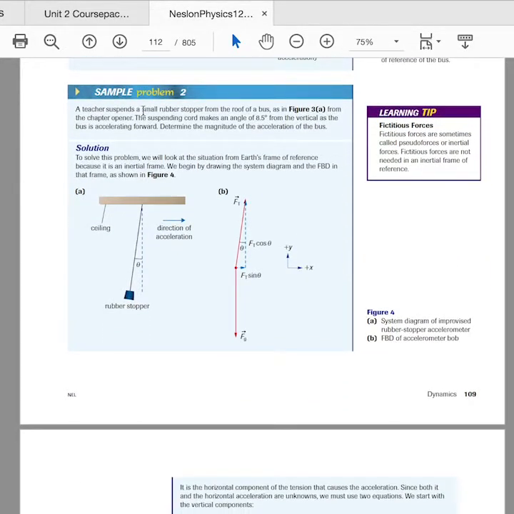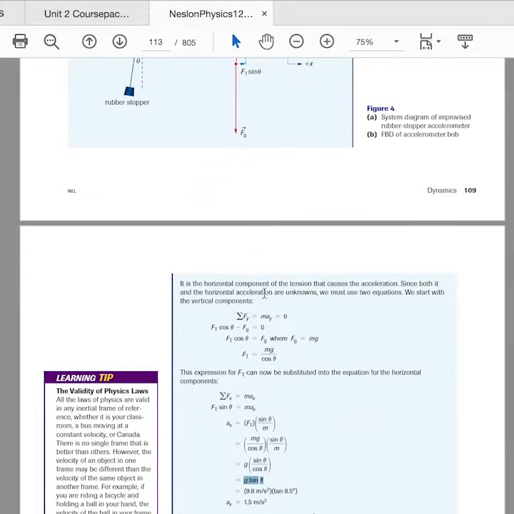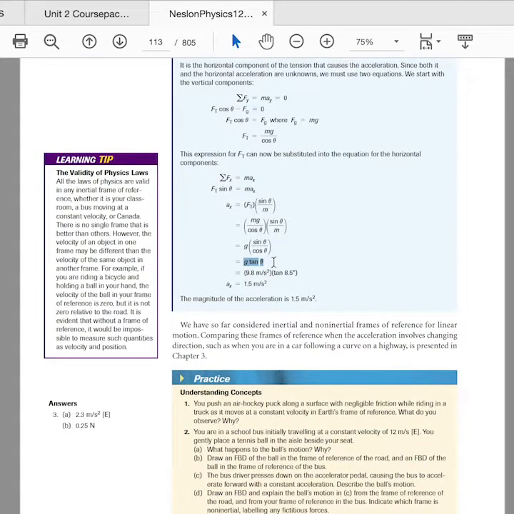It was this one right here, sample problem 2 on page 109, which has as its base scenario a mass hanging from a string from the ceiling of a bus, which is accelerating. And due to the acceleration, the mass hangs at an angle. And the question is, is there a formula that can relate the angle to the amount of acceleration? Well, according to the math that you do here, we were able to derive an equation, a equals g tan theta. I call this the accelerometer equation.